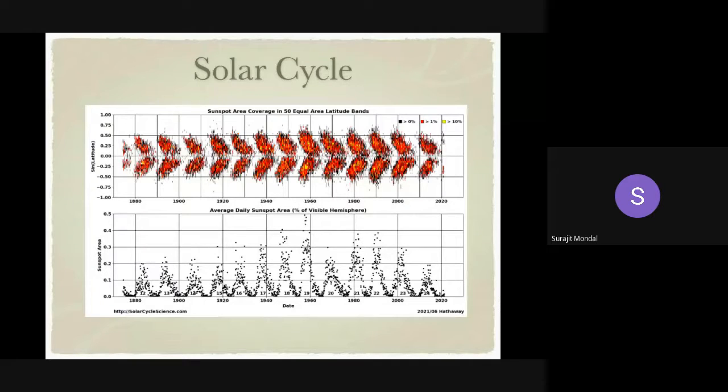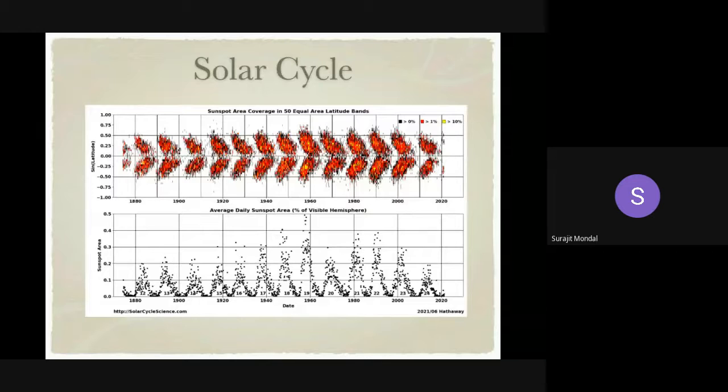Now, this is another beautiful property of these sunspots. The sun can be divided into latitudes in a very similar manner as can be done on Earth. These spots are generally seen in a latitudinal belt of plus minus 30 degrees. Towards the beginning of this 11-year cycle, when the sunspot number is very low, most of these sunspots are seen at plus minus 30 degrees.